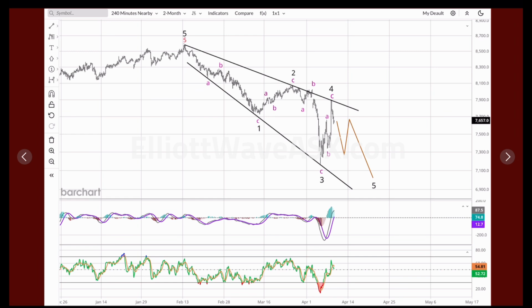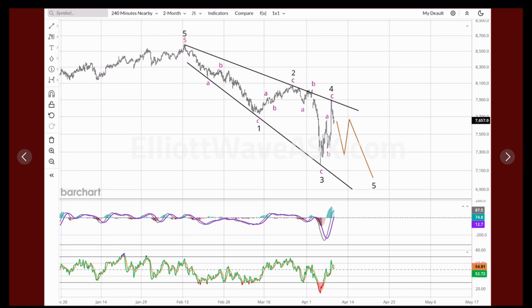It is very volatile at the moment, but what I'd like to see, and the best guess at the moment, is that we may well get another 3 waves down for 5 to end that expanding triangle.